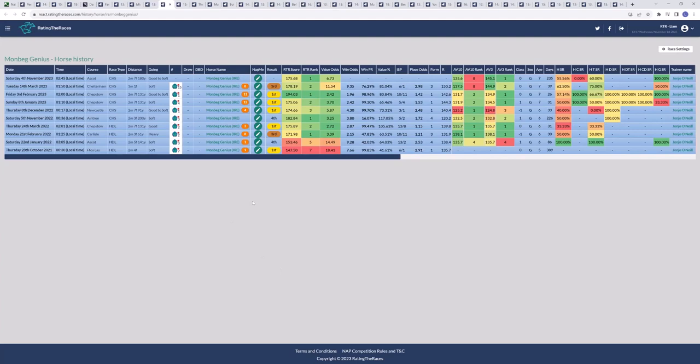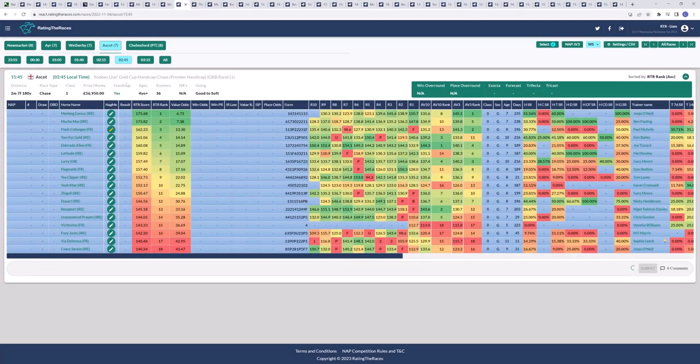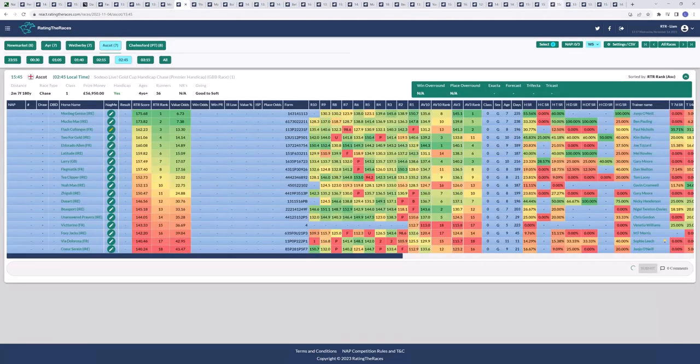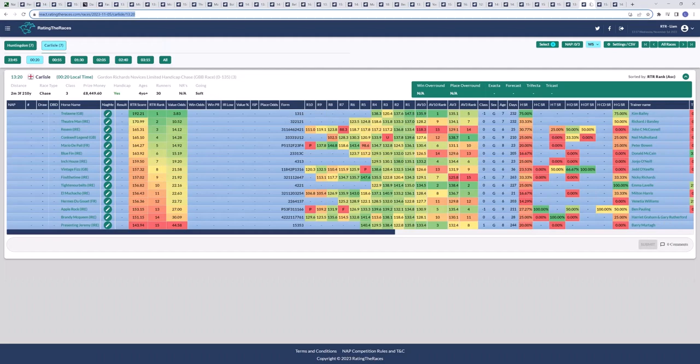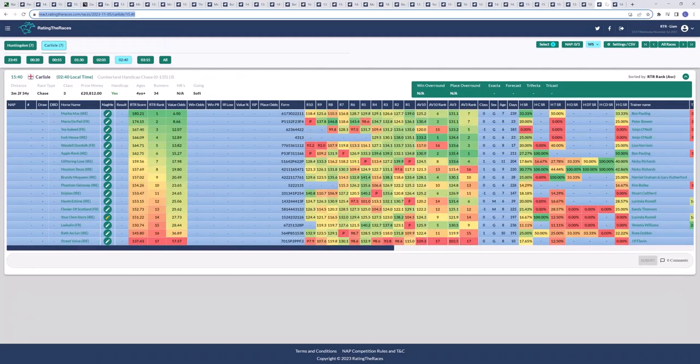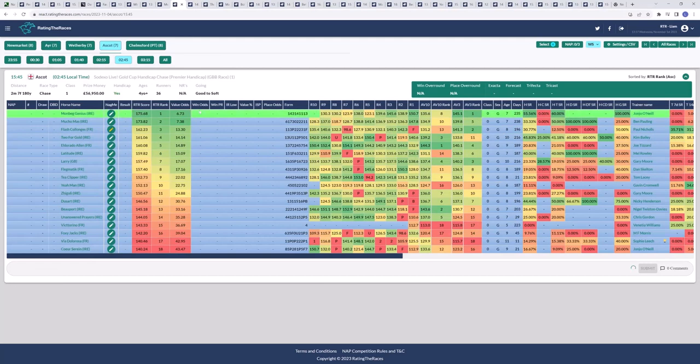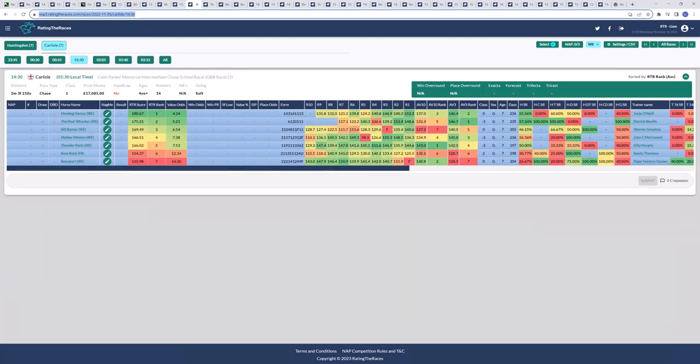Moving on, we've got Monbeg Genius. Now, Monbeg Genius is actually in a couple of races this weekend. He's in the Sodexo Live Gold Cup, and he's also in a race at Carlisle. Not that one. I will find it. Here it is. Let's put this back. Where is he? Monbeg Genius. So he is in the Sodexo Live Handicap for 56 grand or a 17 grand intermediate chase.